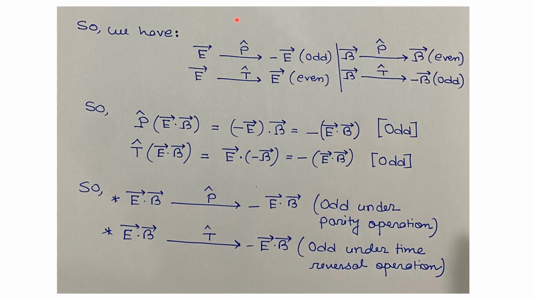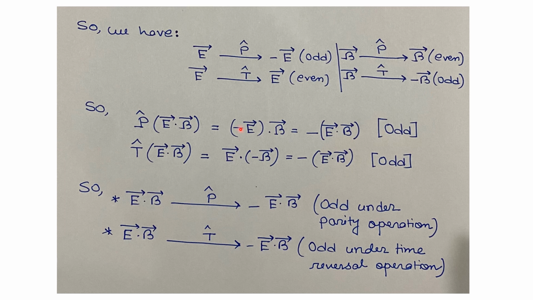So in summary, what we have, under parity operation, E, that is the electric field vector, flips its sign, so it will become minus E vector, but under time reversal operation, it doesn't change its sign. In the case of the magnetic field vector, it doesn't change its sign under parity operation, but under time reversal operation, it changes its sign.